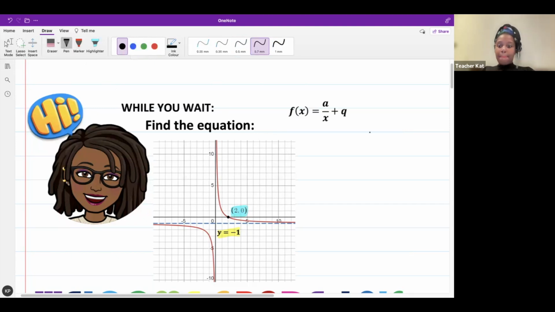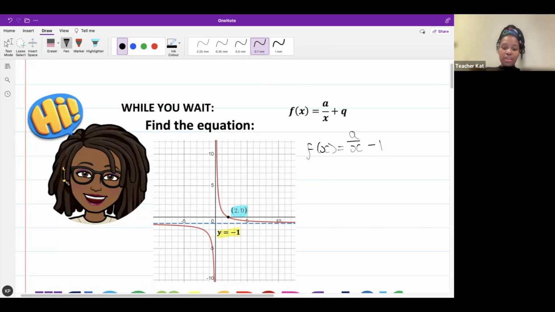All right, now where can I substitute my asymptote on my general equation that I have here on the top right? Where can I substitute it? At q. Thank you very much. So let's start with that. f of x is equal to a over x, and my asymptote is -1. So now we have successfully found one of the components of this equation.